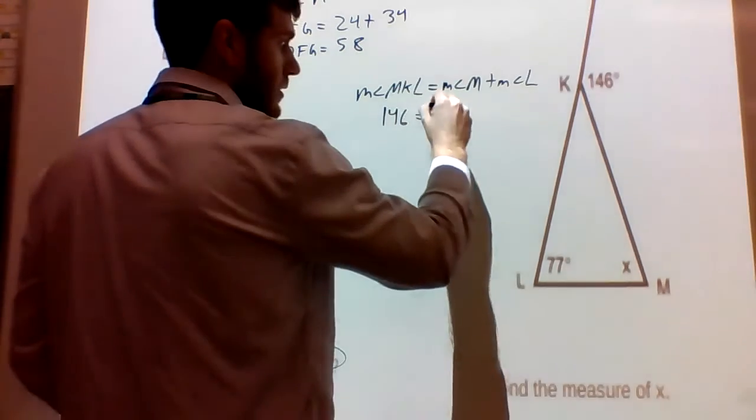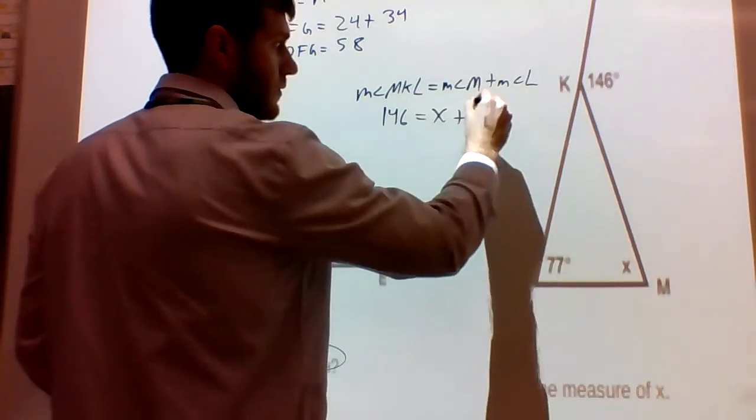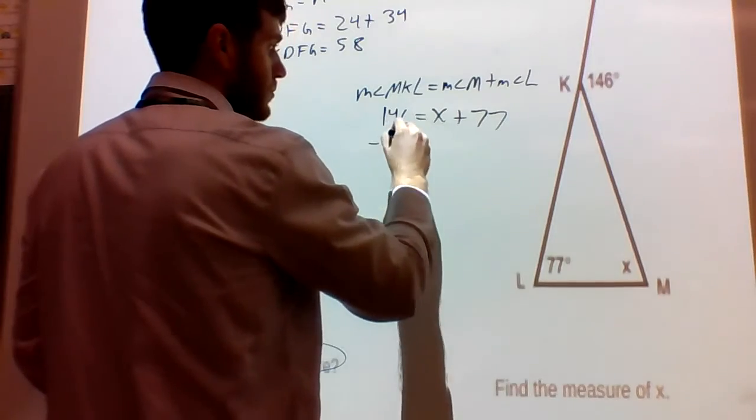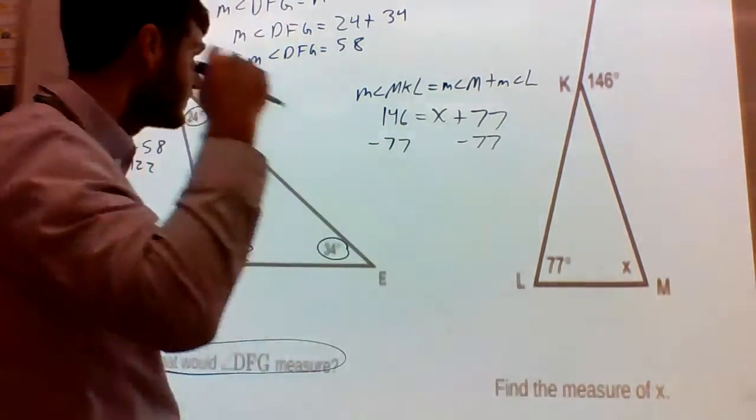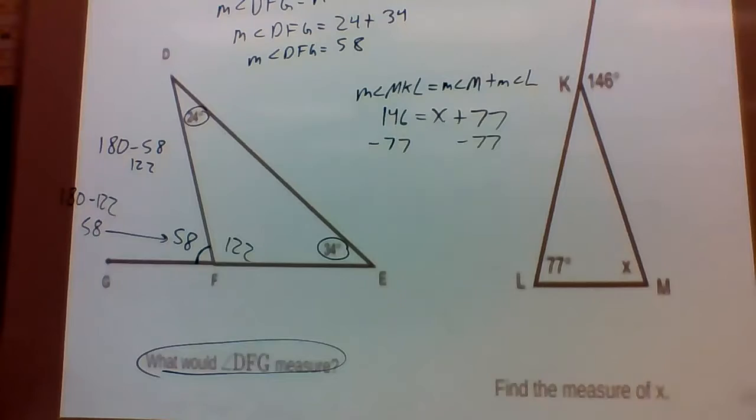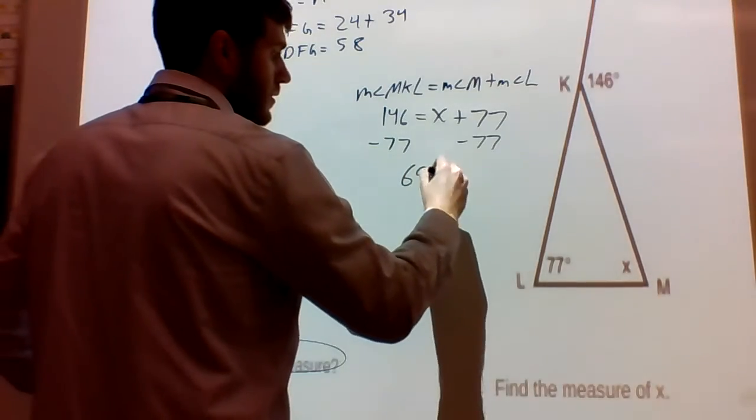Okay, the measure of angle M is X, and the measure of angle L is 77. So we subtract 77. 23 plus 46 is 49, 59, 69. It's going to be X.